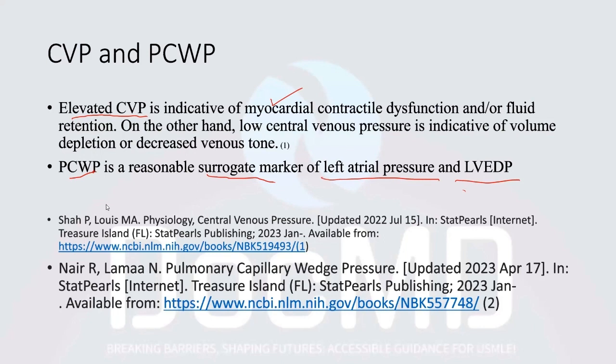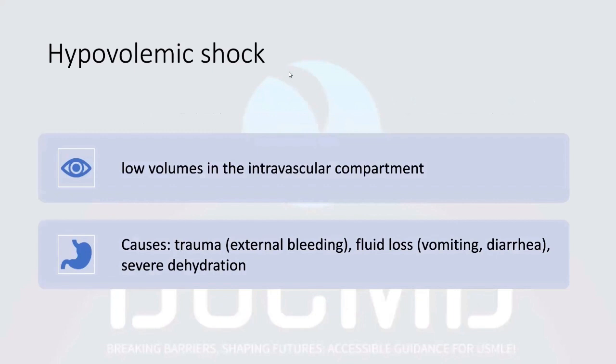So let's just start with hypovolemic shock. Hypovolemic shock is when you have low volumes in the intravascular compartment. What are the causes? Any cause of trauma, which is external bleeding. You could have internal bleeding as well. Any cause of excessive fluid loss, such as vomiting, diarrhea, severe dehydration. All of these are causes of hypovolemic shock.